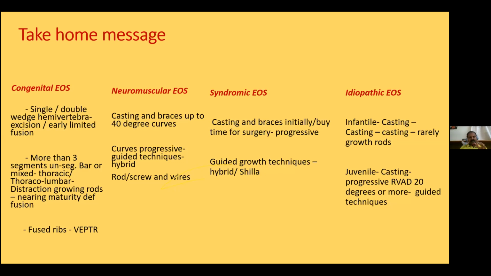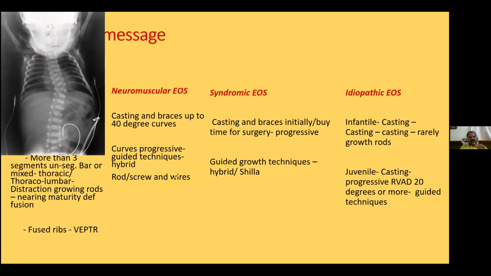So if you see a congenital early onset scoliosis, if it's a single wedge, double wedge or a hemivertebra, you excise it and do a limited fusion. If you see it early like this, it's an infant, you see a hemivertebra here, so you know that this requires an early limited fusion. So when can you do it? About 2 years, ideally between 3 and 4 years, but people have done it even at 2 years. It's a local problem, right? The curvature happens because of that, so you tackle it that way.